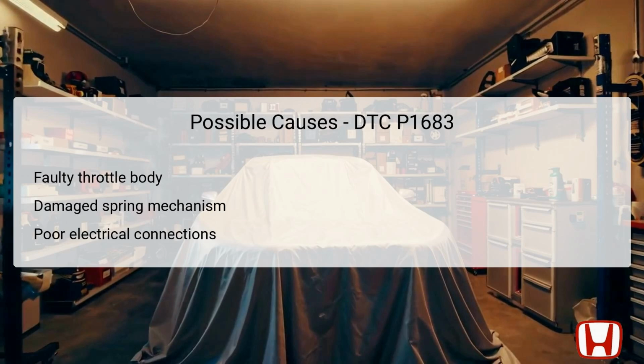Several factors can lead to the P1683 error code. First, a faulty throttle body may not allow the valve to return to its default position, affecting air intake. The spring mechanism, which is responsible for returning the throttle valve, may also be damaged or worn out, causing it to malfunction. Additionally, poor electrical connections or loose terminals at the throttle body and the powertrain control module, PCM, can impede communication and cause performance issues.